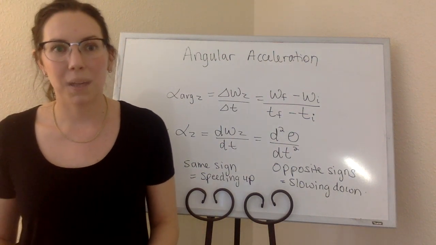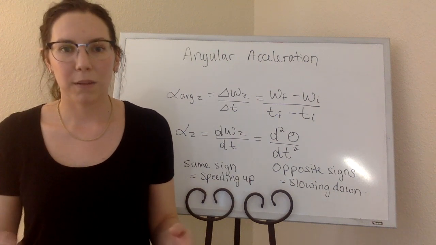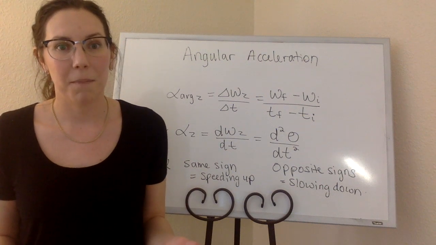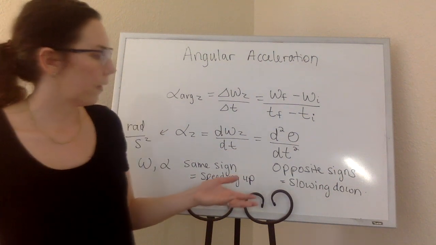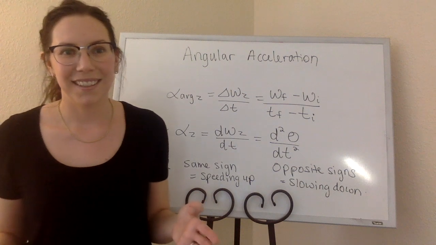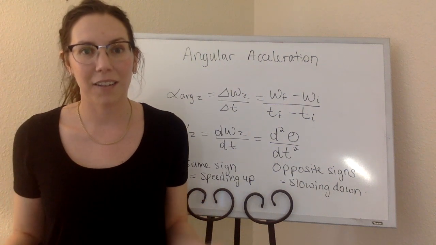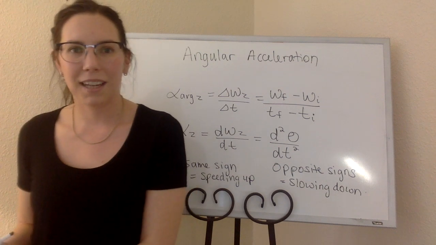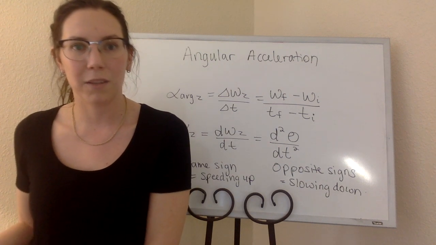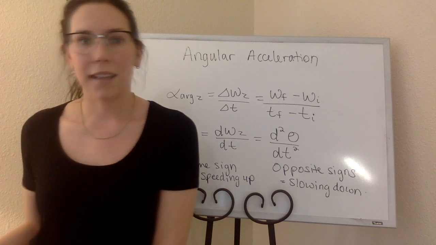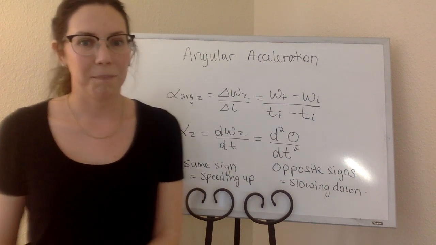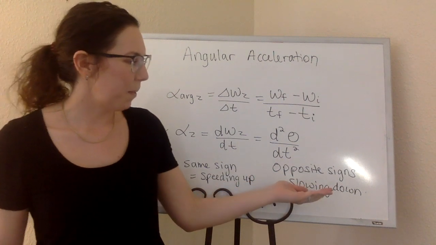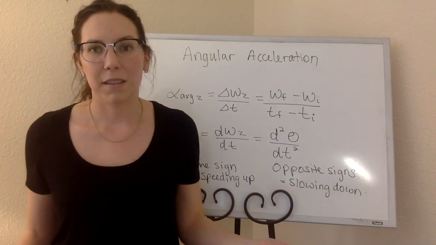So for example, we could have counterclockwise rotation with a positive angular acceleration. That means that it's speeding up. Or we could have clockwise rotation with a negative angular acceleration, and this would still mean that it's speeding up. So maybe it helps to think about counterclockwise as a positive direction, and then everything is as it was for our translational quantities. And if alpha and omega have opposite signs, then the object is slowing down.